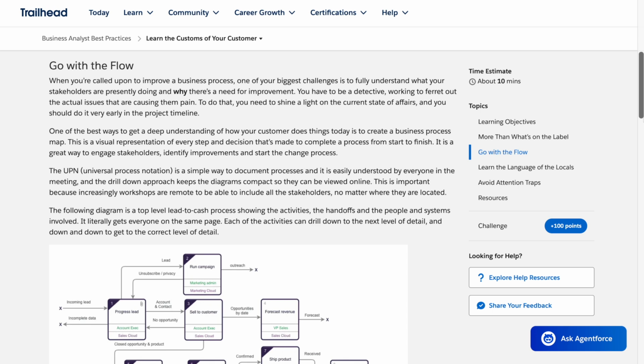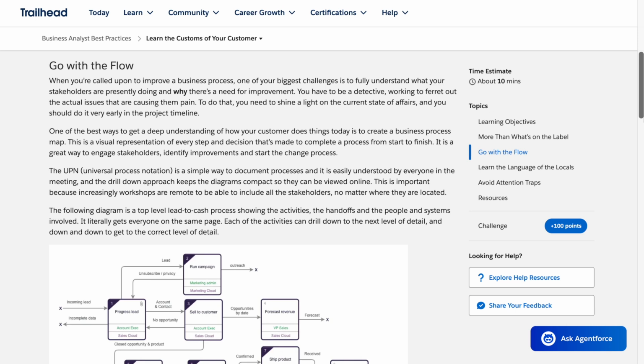Go with the flow. When you're called upon to improve a business process, one of your biggest challenges is to fully understand what your stakeholders are presently doing and why there's a need for improvement. You have to be a detective, working to ferret out the actual issues that are causing them pain. To do that, you need to shine a light on the current state of affairs, and you should do it very early in the project timeline.